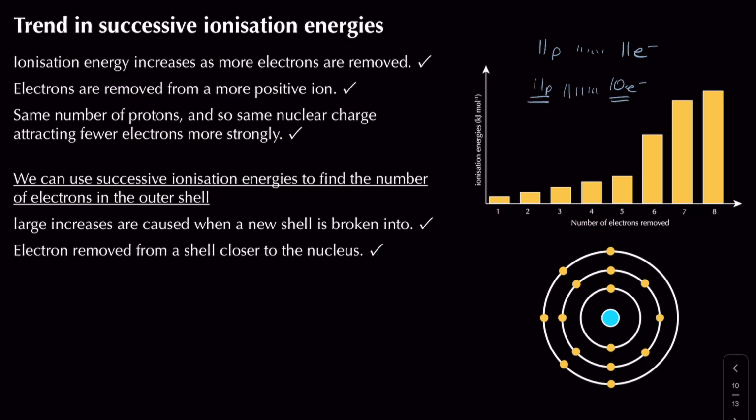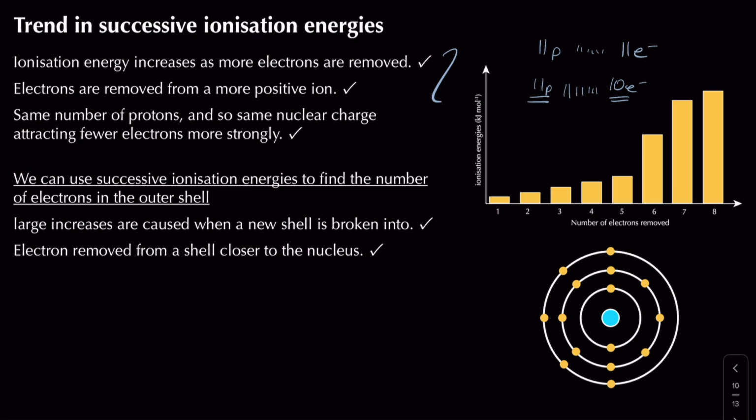So how do we write this in the exam? Well, we just say we've got the same number of protons and the same nuclear charge attracting fewer electrons more strongly. We're basically removing these electrons from a more positive ion itself, and that's what we need to say, all of this, to get the marks.